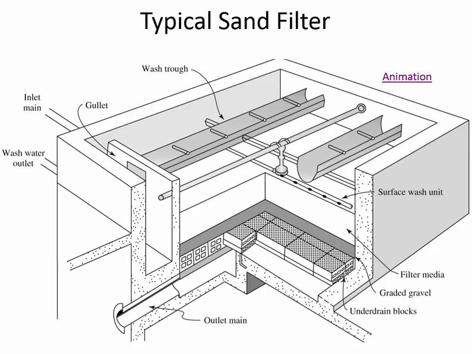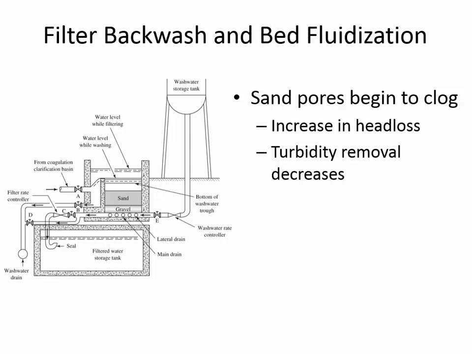At the very bottom of the filter, you can see there are these blocks that have slots in them. That's just so that the water has somewhere to pass through, but you have to put together a structure that's strong enough to hold a layer of gravel and a layer of sand. So the water comes in. There will always be another pipe that allows you to fluidize the bed afterwards. But we can break these processes down into the filter phase and the backwash phase.